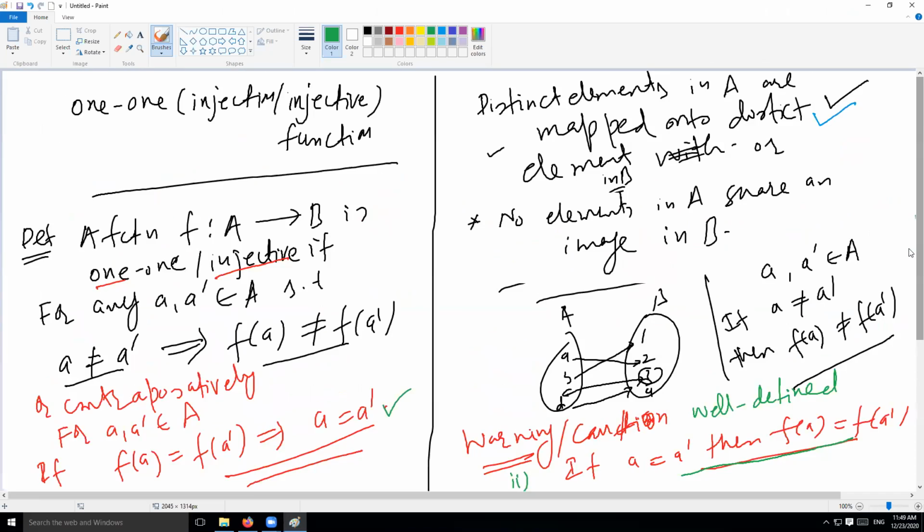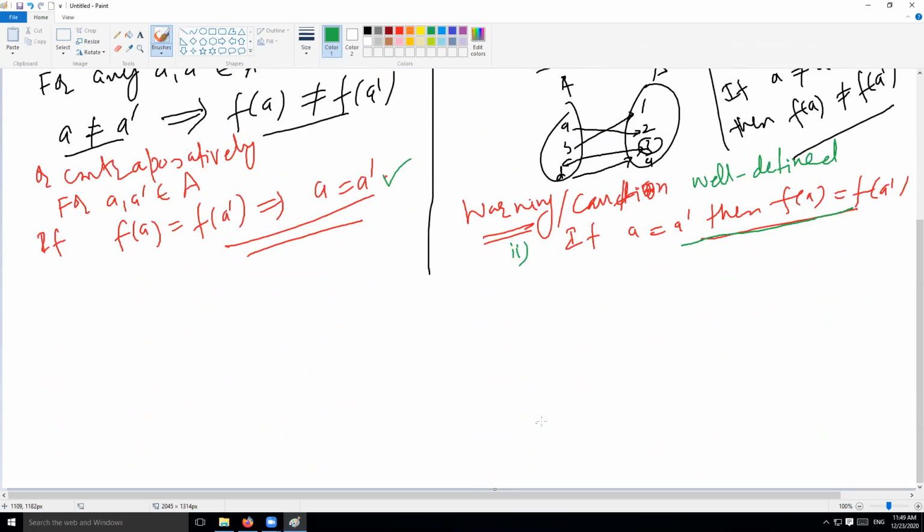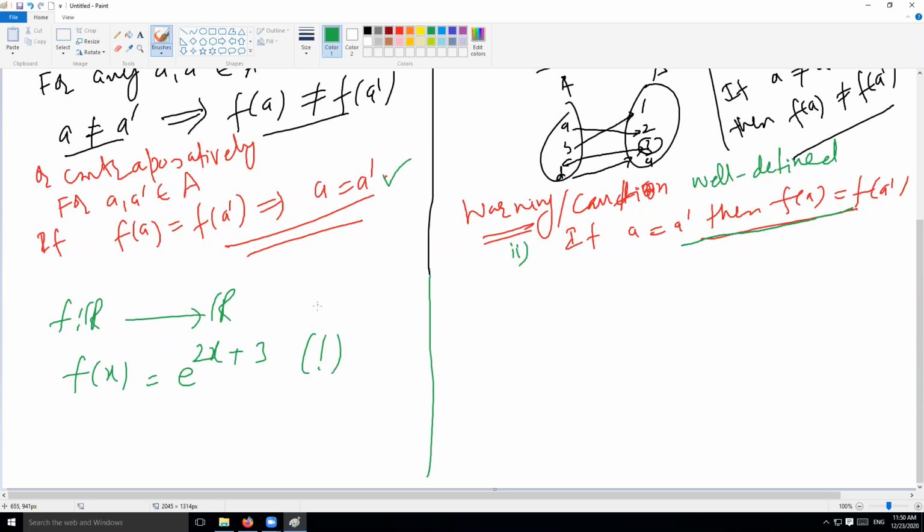So what are examples of some of these functions? For example, so here's a function. I'm saying that take an f from R to R and define, say, f of x equal to, I don't know, e to the 2x plus 3. Okay? By the way, first verify, is this a function? Is this function well defined? This would be an interesting thing to verify. Then you can prove that, is it 1, 1?